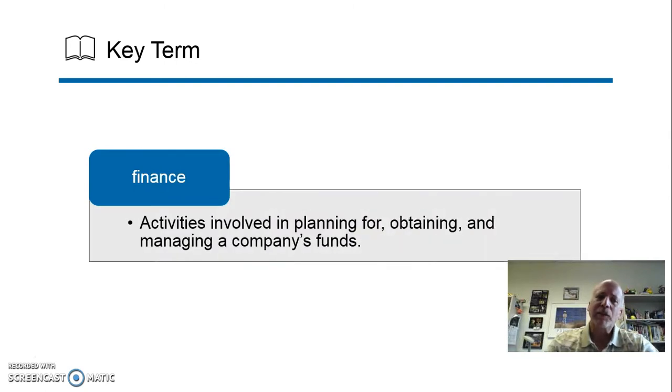And then lastly is the finance department. Now, the accounting people were keeping track of the money and what we did with it in the past. The finance department are more looking for what we need in the future and how we're going to obtain the necessary funds to do what it is we're going to do.